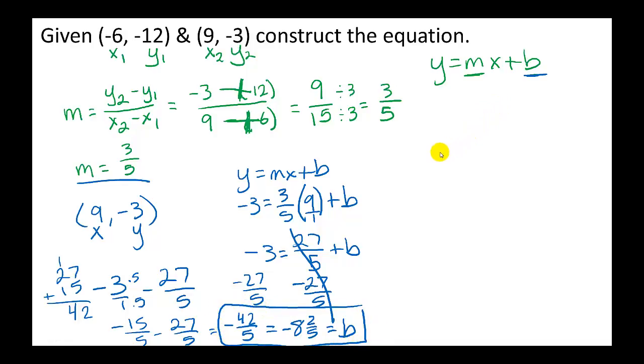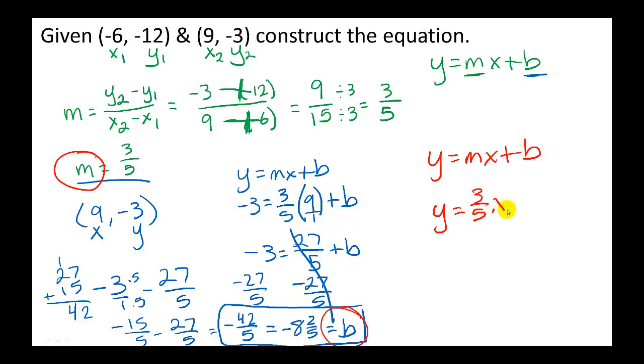So the final step is to take y equals mx plus b and plug in the m, which we found originally, and plug in b, which we just found, and that will give us the equation y equals mx plus b. M is 3/5 x, and b is actually negative 42/5. So that is the equation.